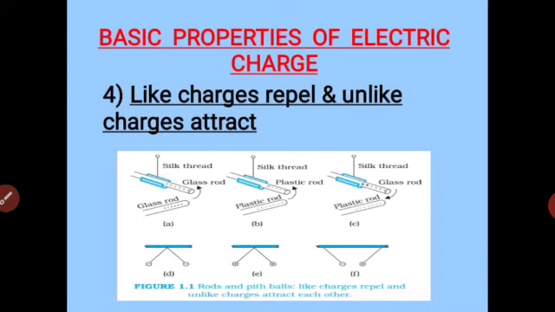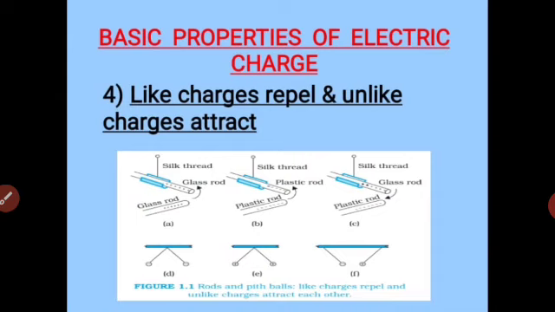The second diagram is showing a plastic rod hung with a silk thread. This plastic rod has a negative charge. When we bring another charged plastic rod, we see that these rods again repel each other because like charges are there on both the plastic rods.